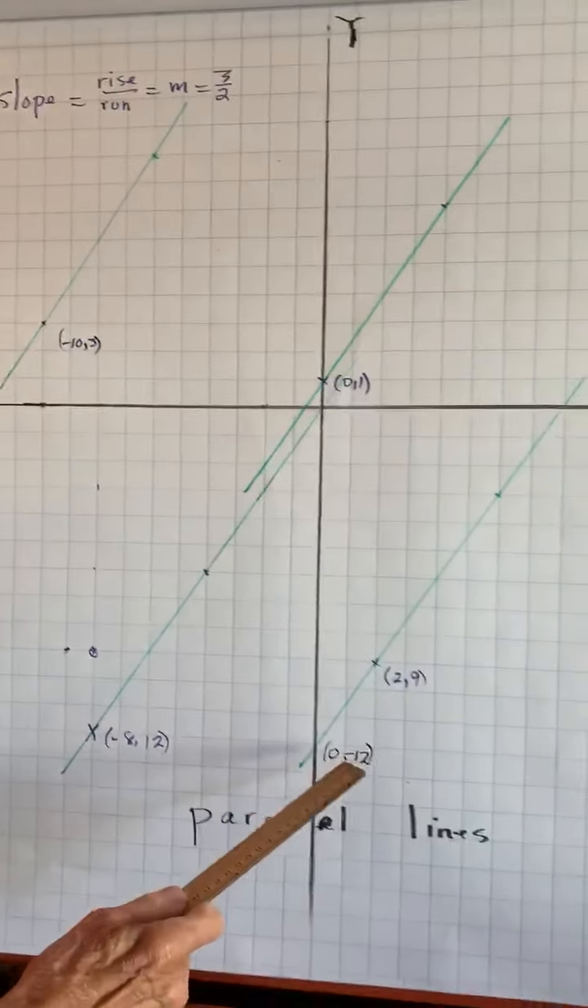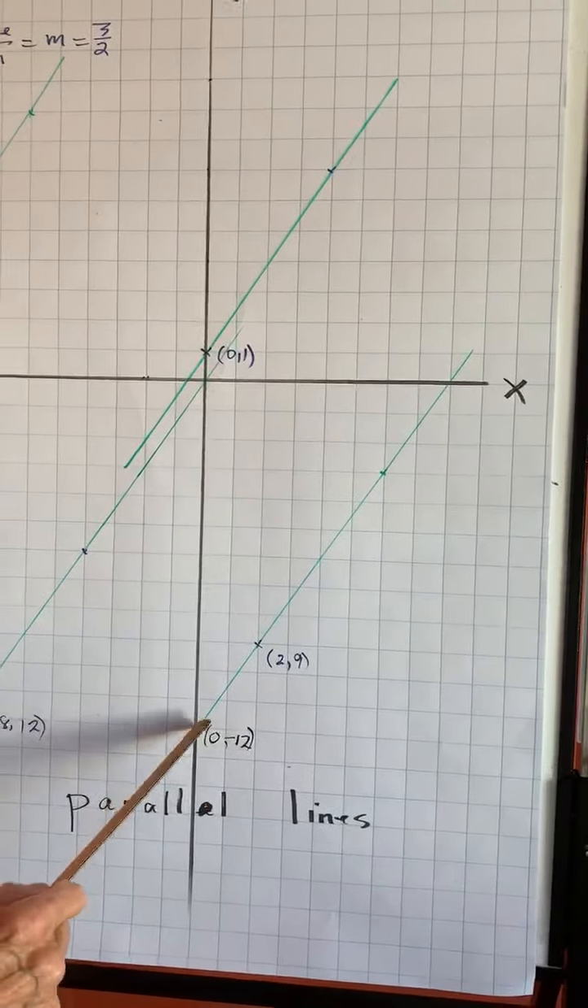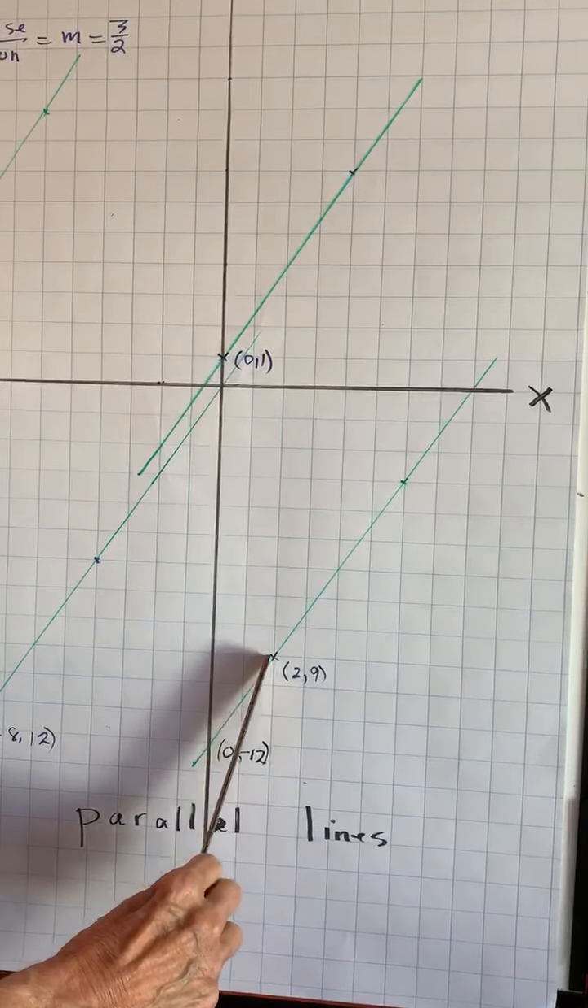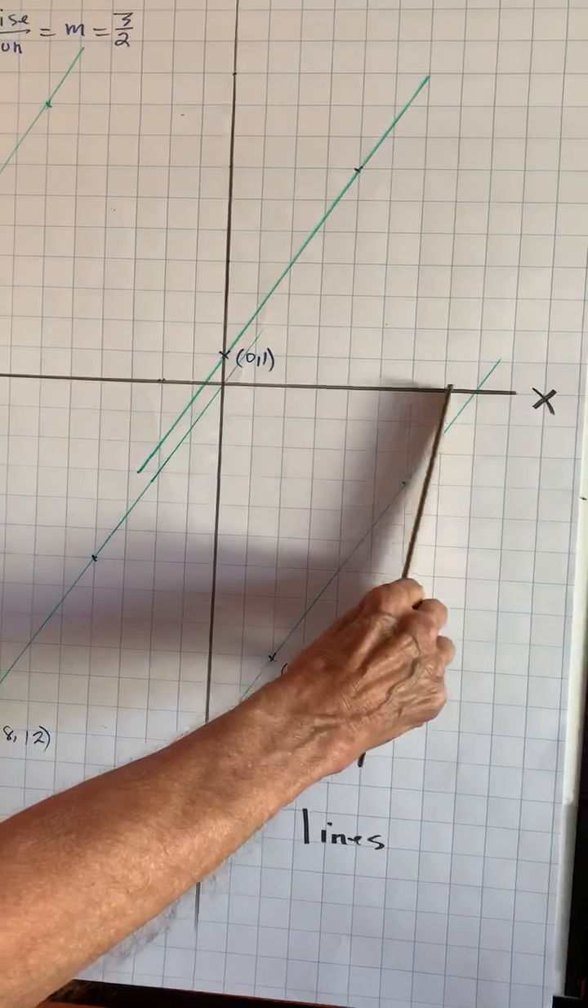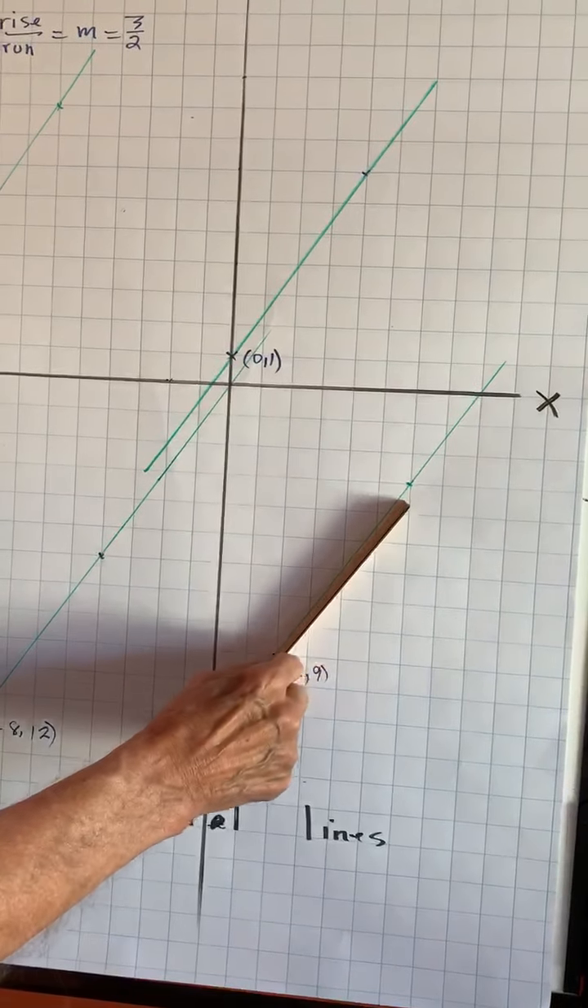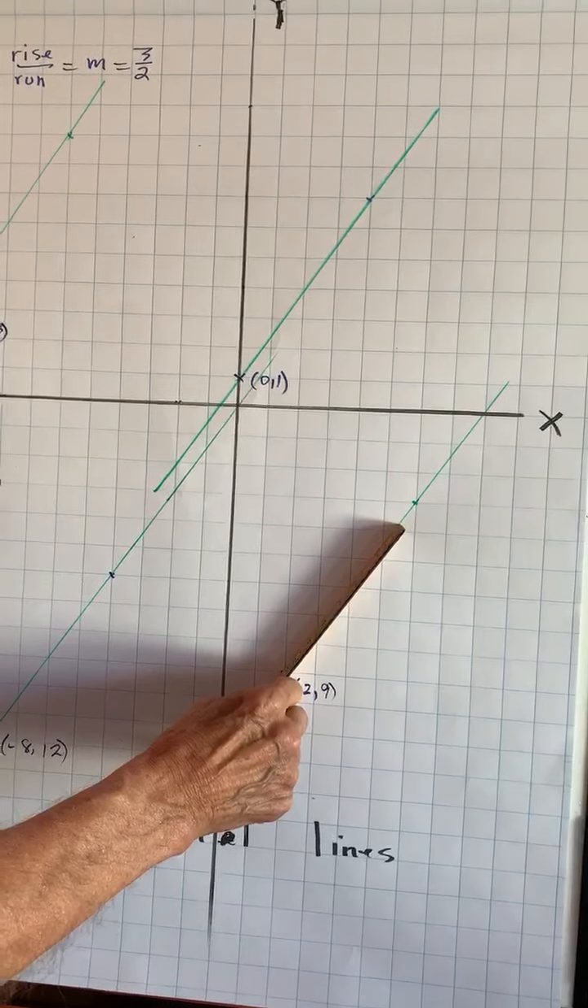One more line starting at 0, negative 12. Okay, up 3 over 2, up 3 over 2, up 3 over 2, up 3 over 2. All the lines have a slope of 3 halves.